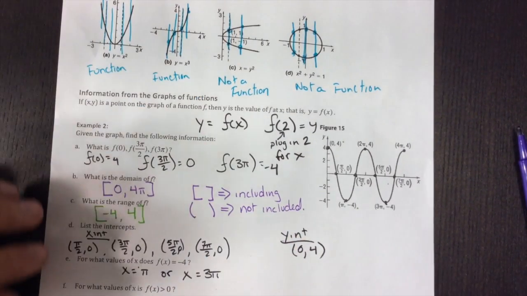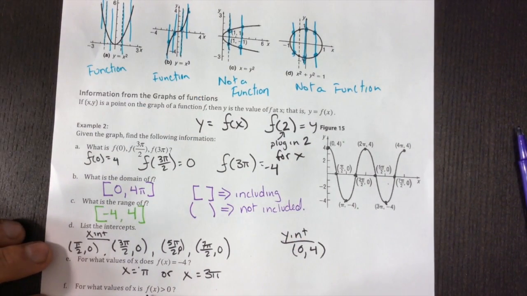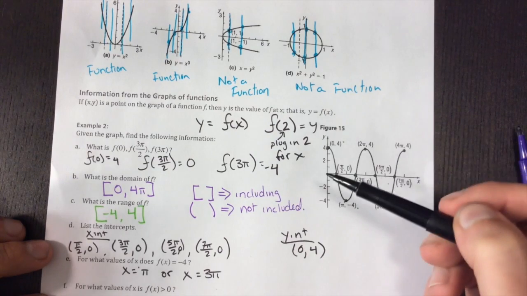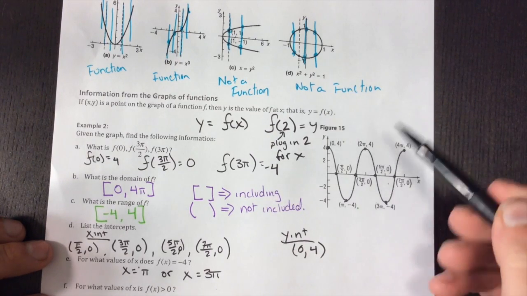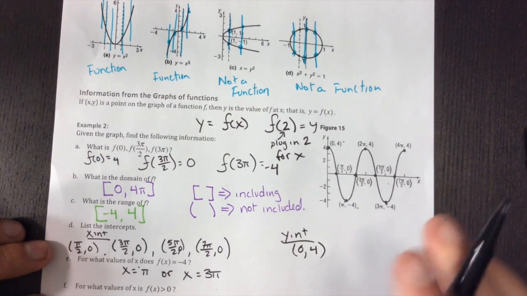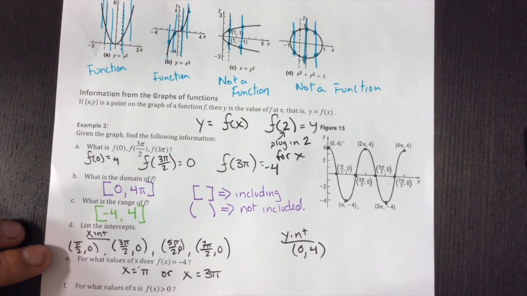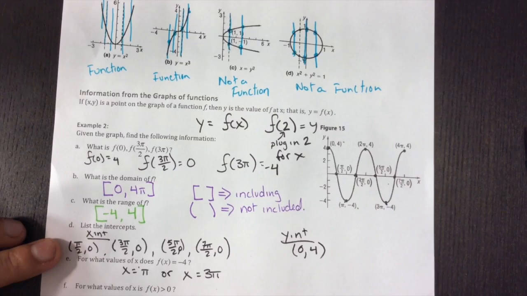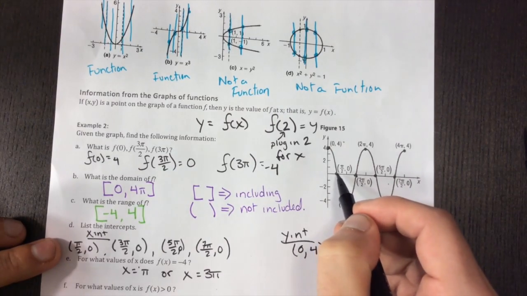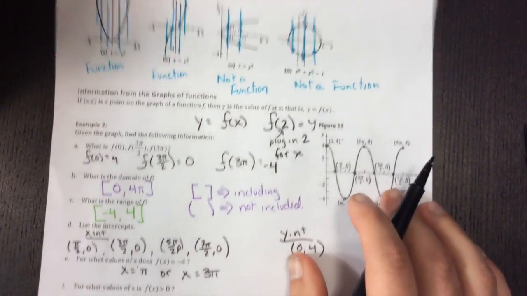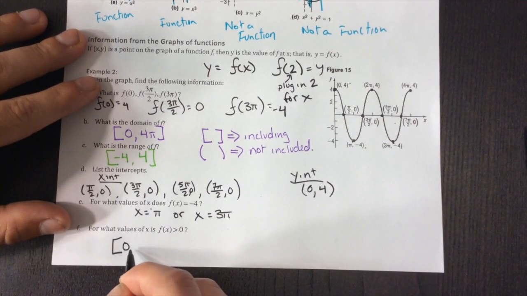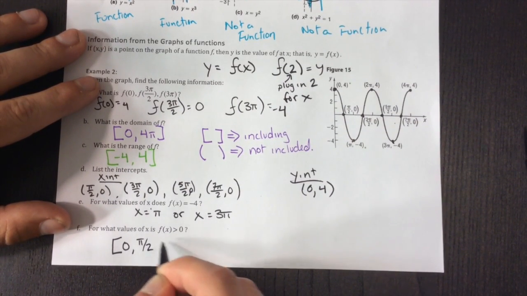One more on this. So for what values of x is f of x greater than 0? So this is looking for where are all my positive numbers, or where am I getting everything above? And I'm going to write this in 2 forms. So we have from 0 to pi over 2, but we don't include pi over 2. So we have included 0 to pi over 2.